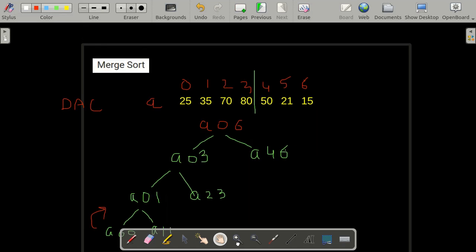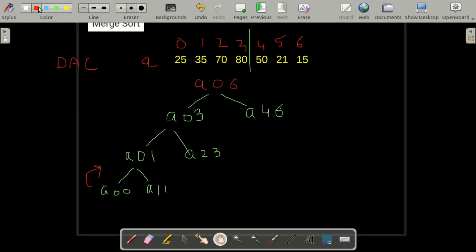Now the element at my 0th index was 25, so from here I will return 25 as it is. Also index 1, 1 is a single element, so over here we'll return 35 as it is. Now this big problem has the solutions for its two subproblems, so we'll apply the merge algorithm and get our output as 25 and 35. So A 0, 1 will return this.